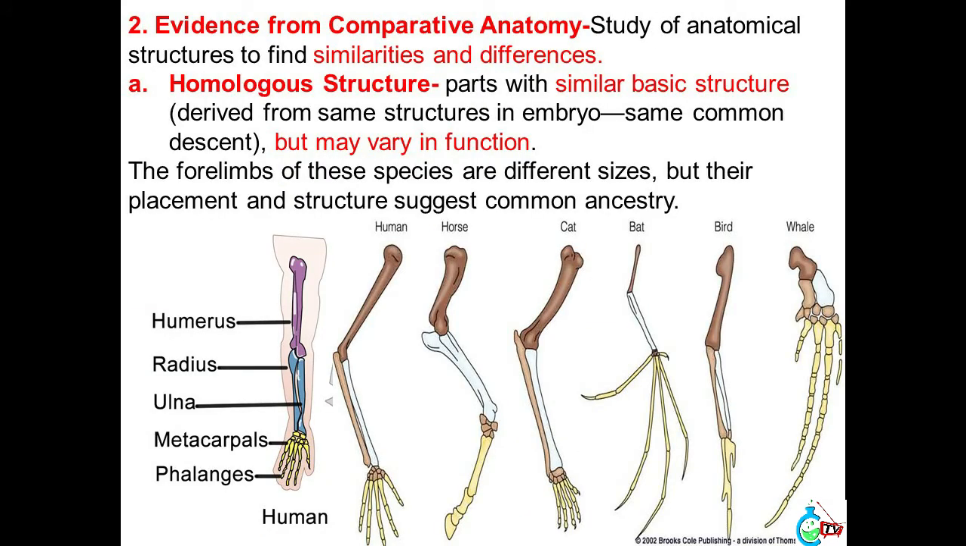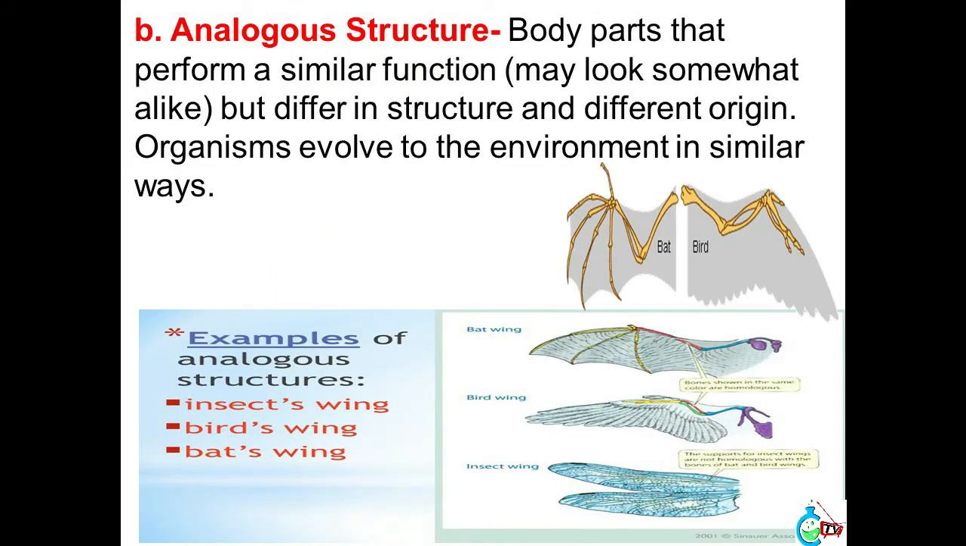2. Evidence from comparative anatomy. Study of anatomical structures to find similarities and differences. A. Homologous structure: parts with similar basic structure, derived from same structures in embryo, same common descent, but may vary in function. The forelimbs of these species are different sizes, but their placement and structure suggest common ancestry. B. Analogous structure: body parts that perform a similar function, may look somewhat alike, but differ in structure and have different origin. Organisms evolve to the environment in similar ways.